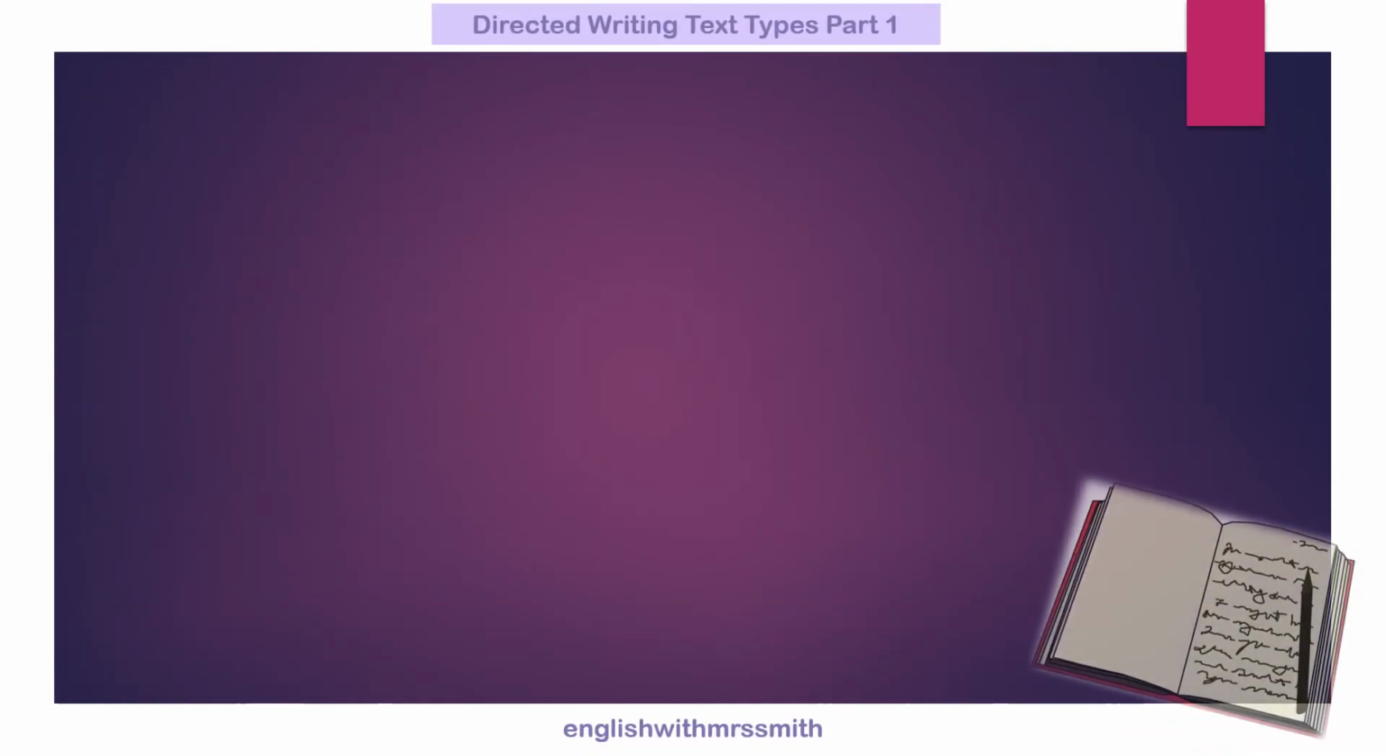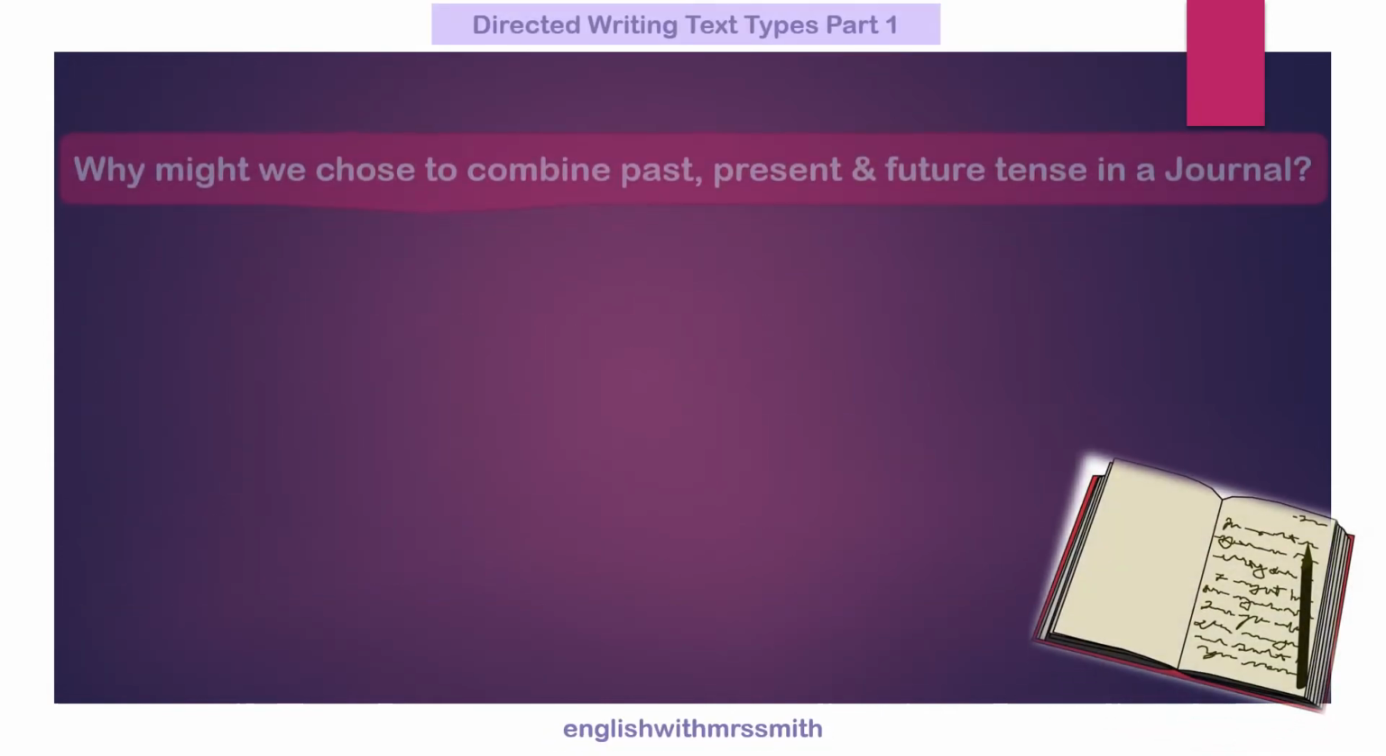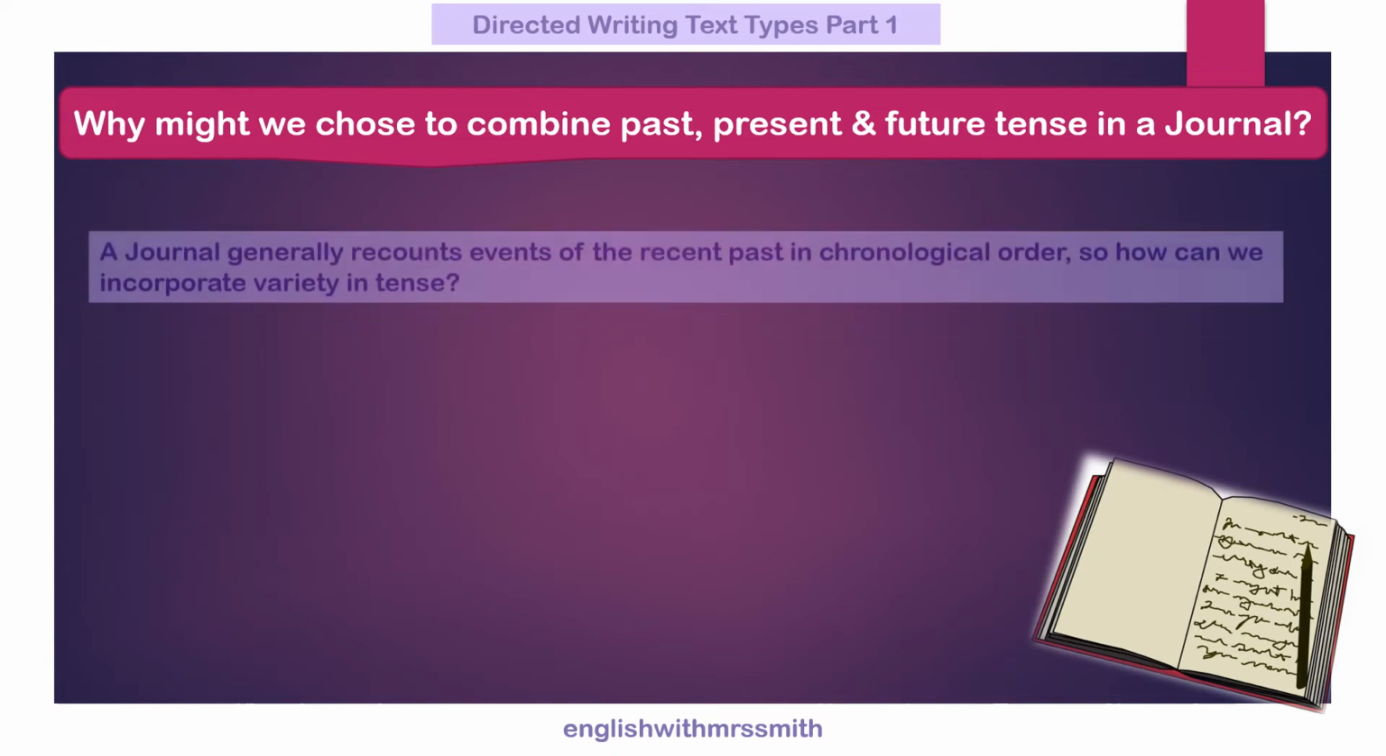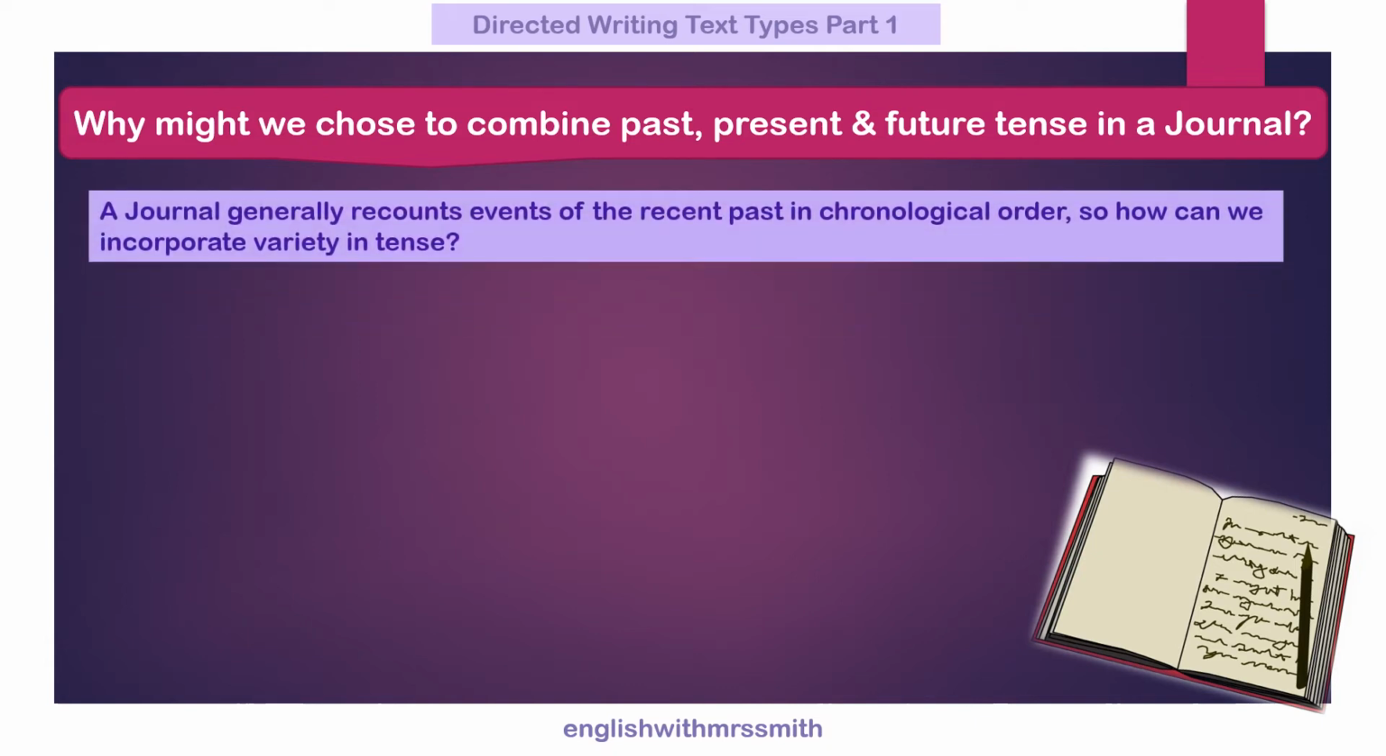In order to test your organisational skills and demonstrate real confidence in this text type, you might choose to try and combine past, present and future tense as you write the journal. A journal generally recounts events in the recent past in chronological order. So you might ask, how can we incorporate variety in tense? Well, think about point of view.